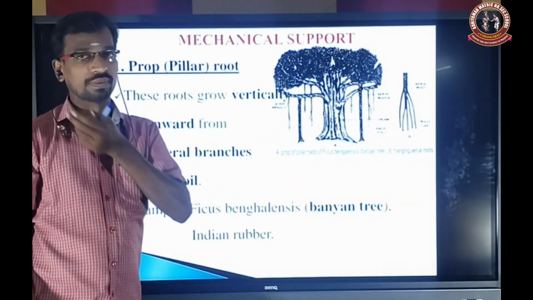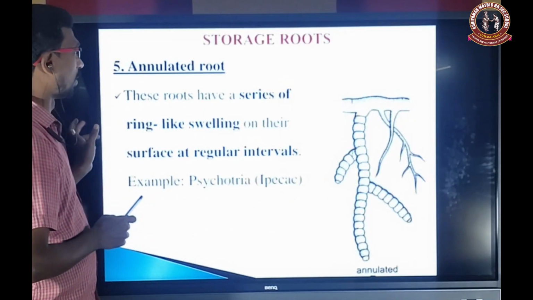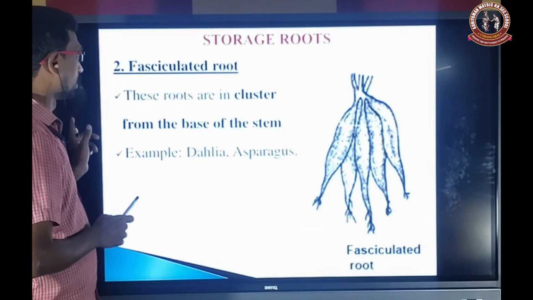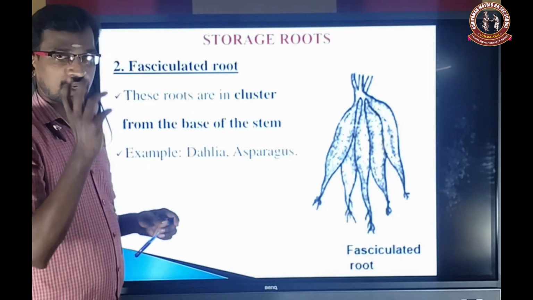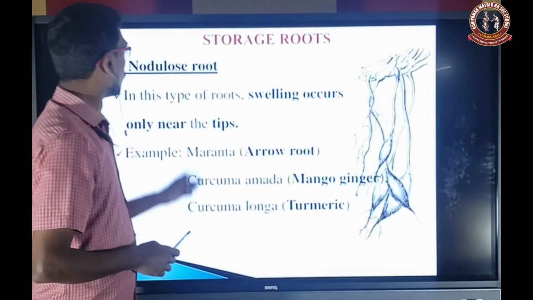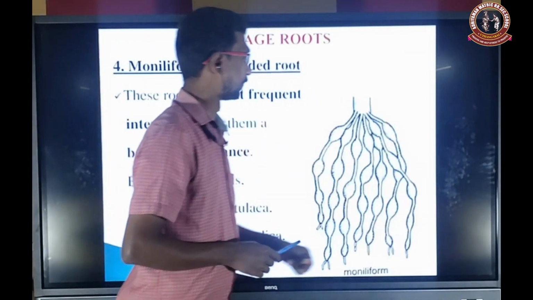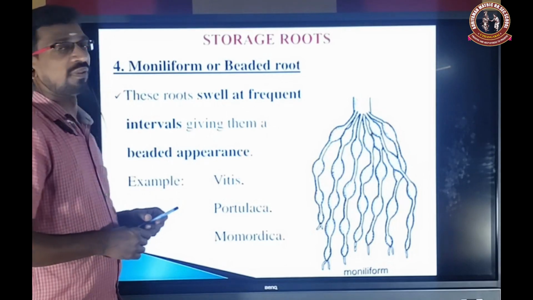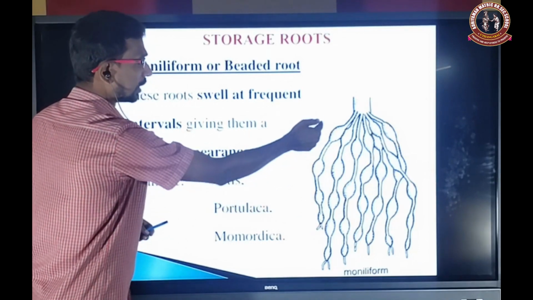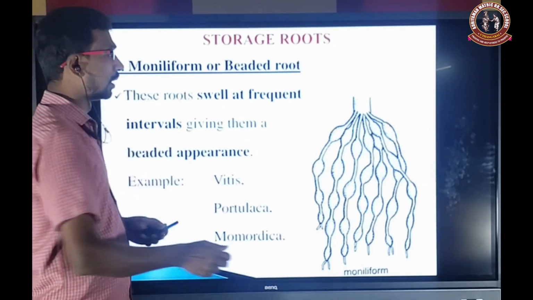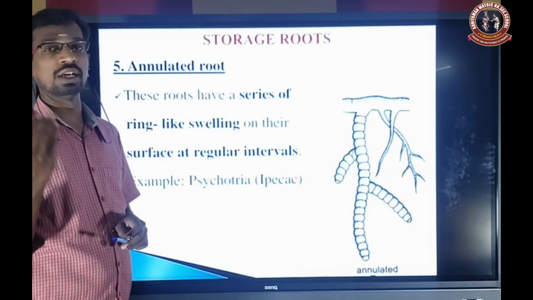Next, storage is over. Now we are going to see mechanical support. In storage, what all things have we discussed in adventitious root? First one is the tuberous root, second one fasciculated, that is cluster, third one nodulose, that is swelling present only in the tip region, and then moniliform, that is swelling occurring at regular intervals, and then annulated, ring-like on the surface, it looks like a ring-like structure.